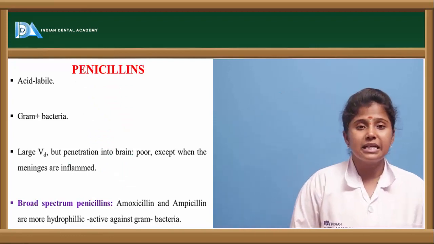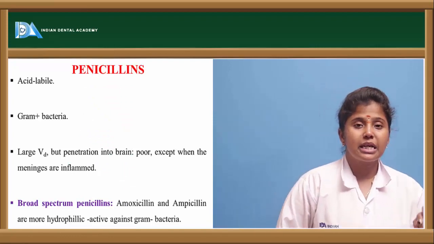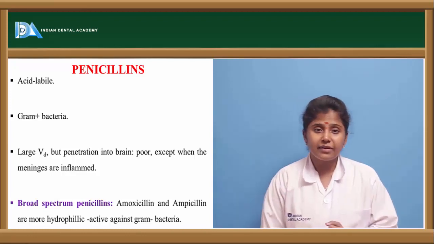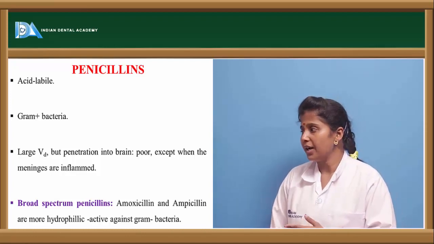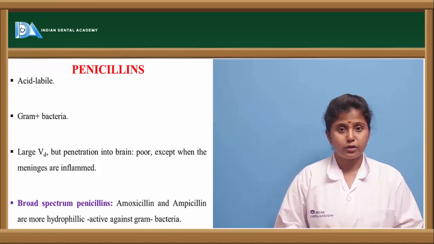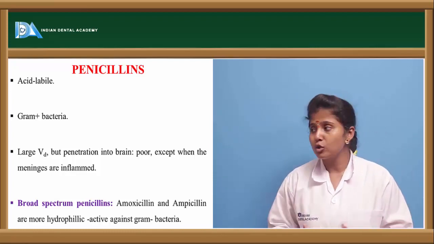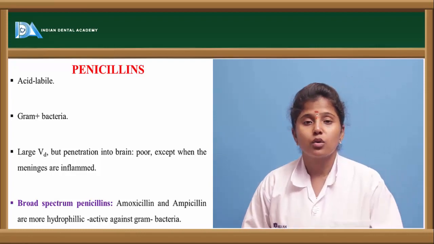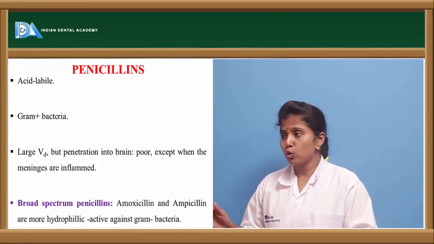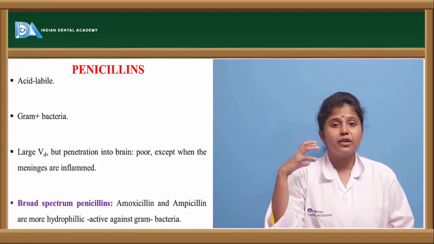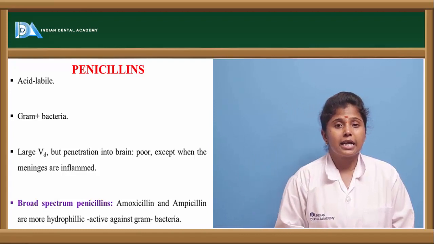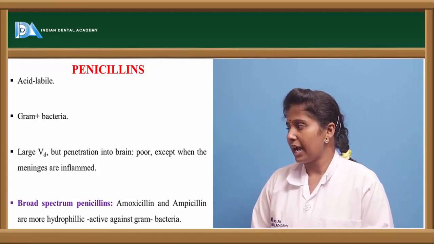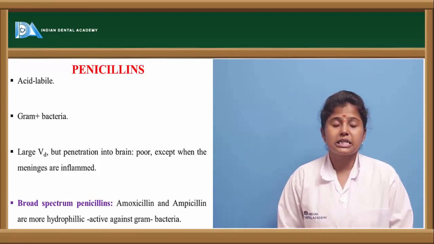If we see penicillins, these are acid labile. They contain a structure which is acid labile, and they are very effective against gram-positive bacteria. They have a large volume of distribution, so they are widely spread and easily soluble in water, but the penetration is very poor in the brain. They can't penetrate the brain so easily, and thereby infections of the meninges cannot be treated with penicillins. And there are broad spectrum penicillins like amoxicillin and ampicillin, which are very effective against gram-negative bacteria.